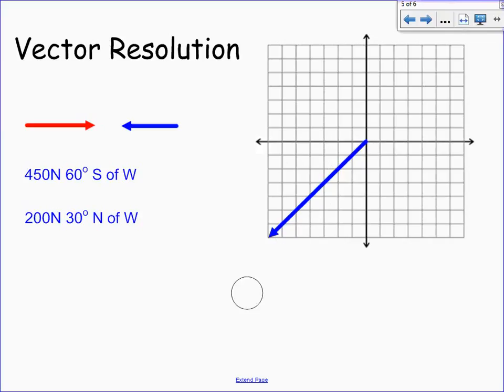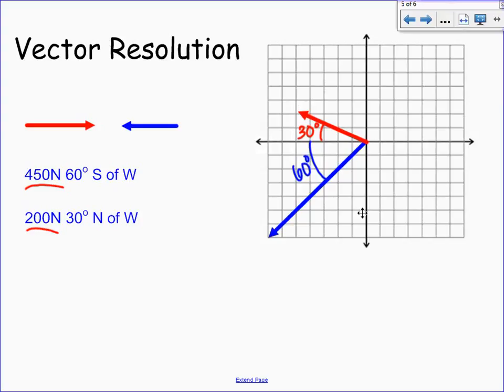Now, I also need to add in my second vector. My second vector is 200 newtons, 30 degrees north of west. So I'm going to do that in red. So my second vector will be the red one here. Notice it's going to be shorter because 200 is less than 450. Now, what direction does it go? It tells me that it's 30 degrees north of the west axis. So I'm on west right here, and I'm going to go 30 degrees north, which would be about right there. Once again, we're just getting the general idea because we're going to do the math later on. So there's 30 degrees north of west, and right here is 60 degrees south of west. And this is, once again, not drawn to scale, just getting the idea.